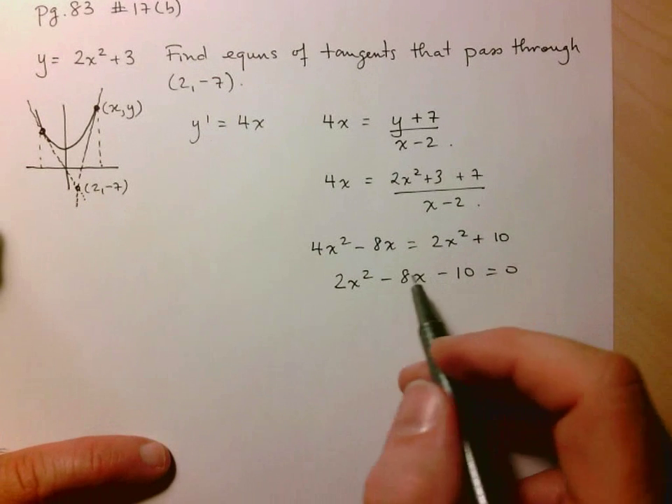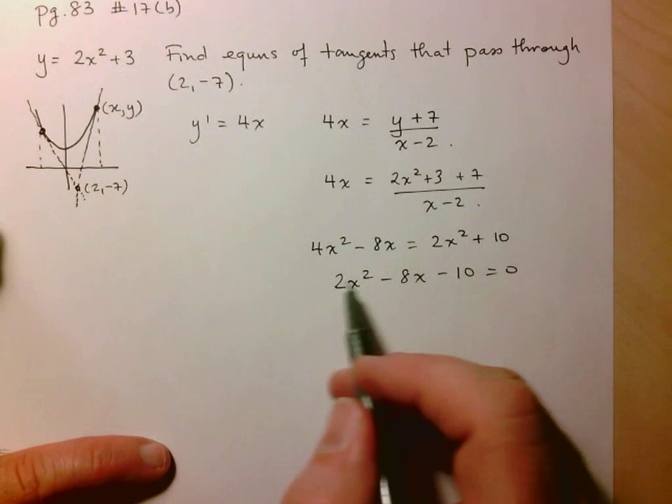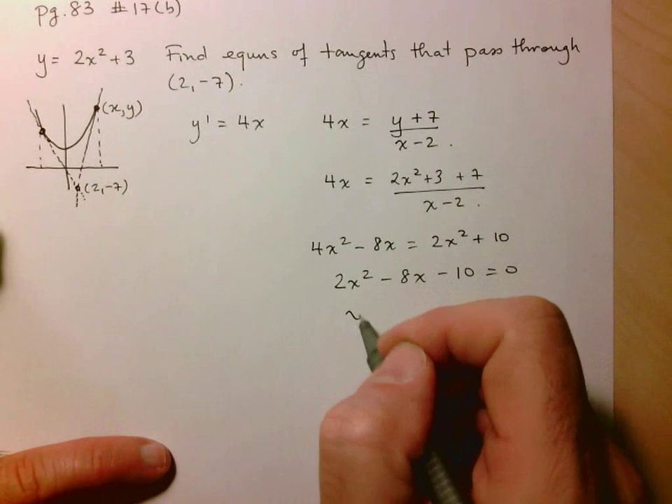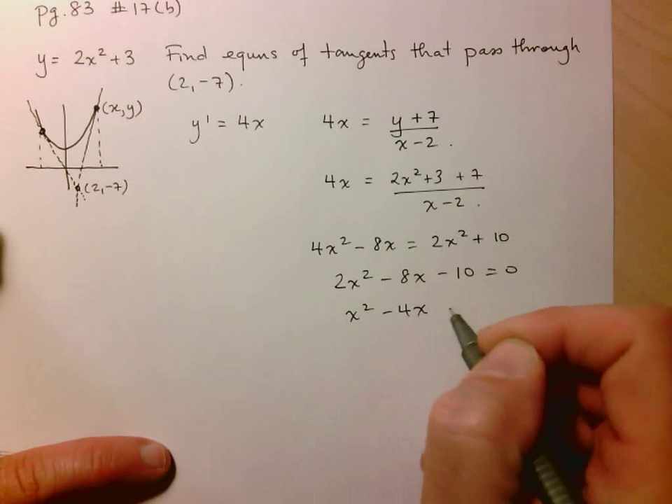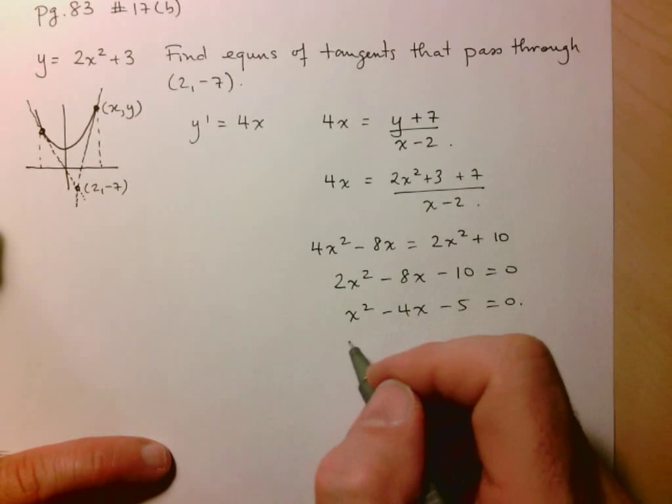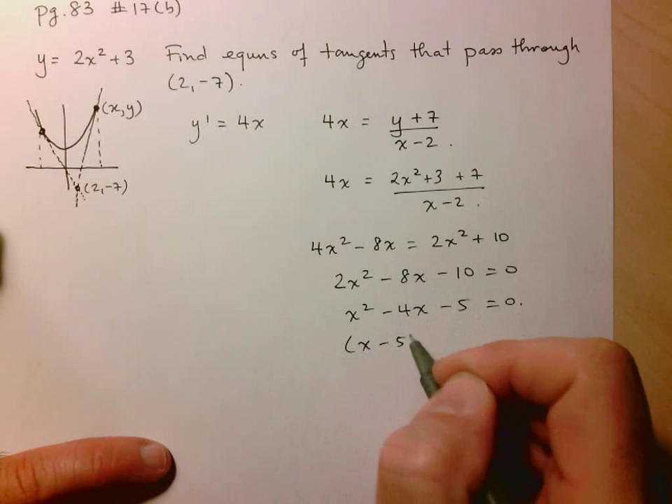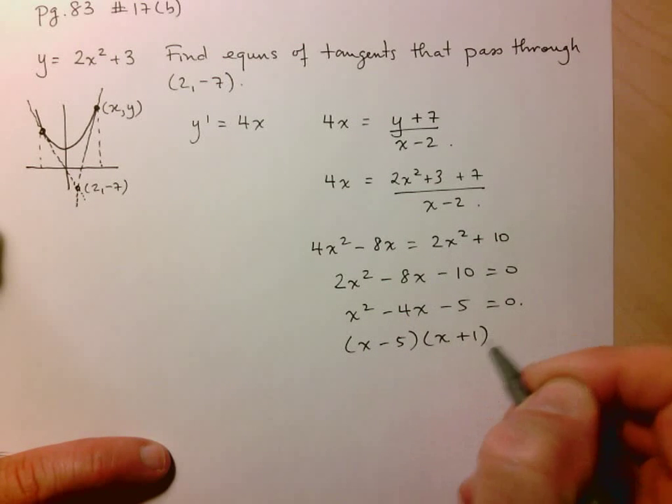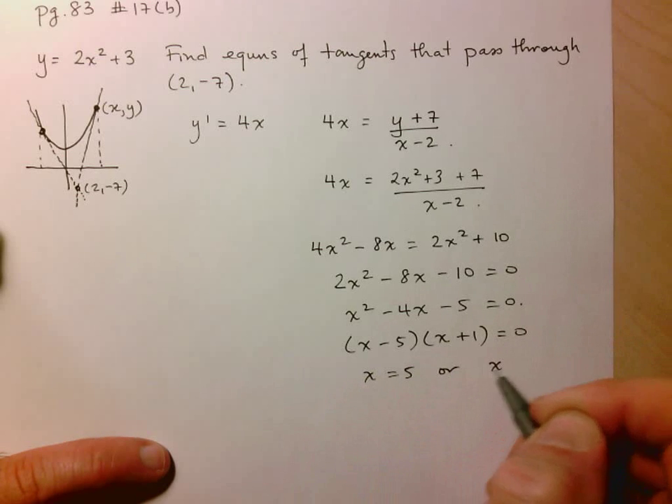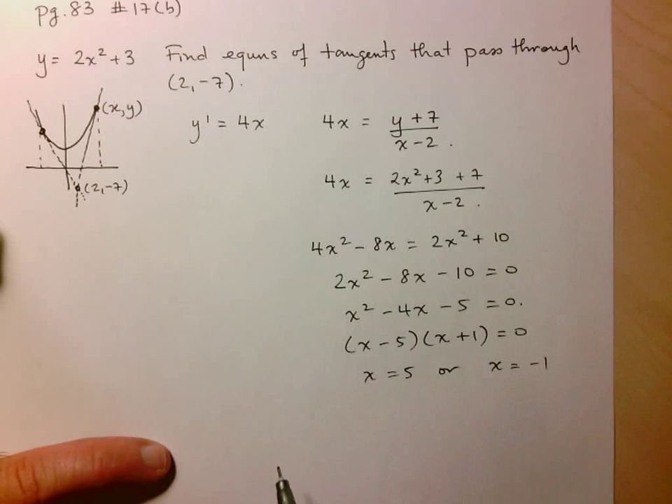Okay, I can simplify my life here by noticing that these are all divisible by 2, so I'll divide both sides by 2. So this becomes x² minus 4x minus 5 equals 0, and this looks like it factors pretty easily. So x minus 5 and x plus 1. And so x is either equal to 5 or x is equal to -1.